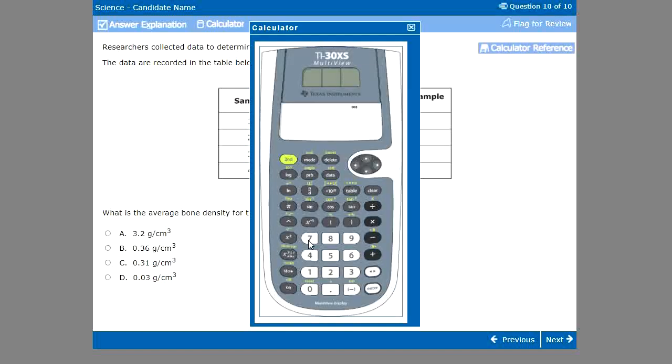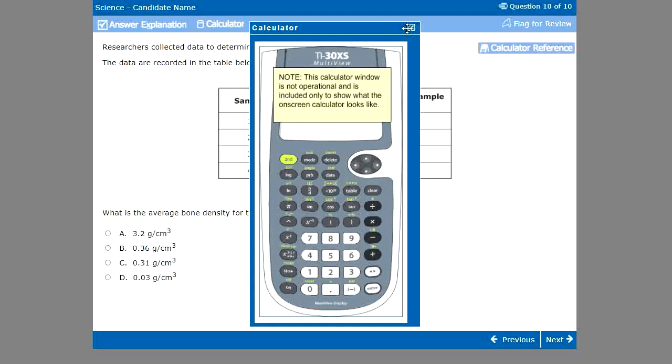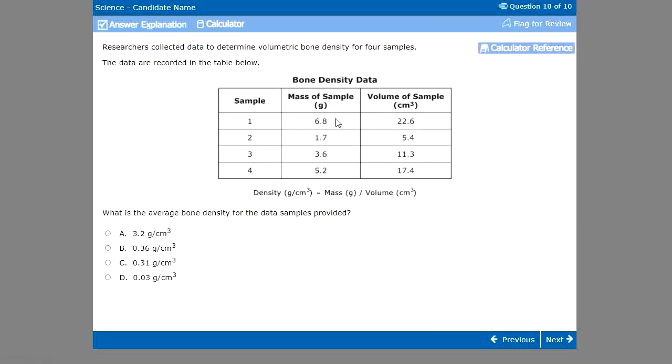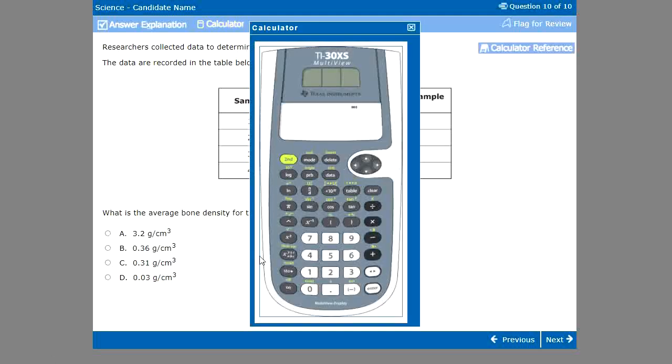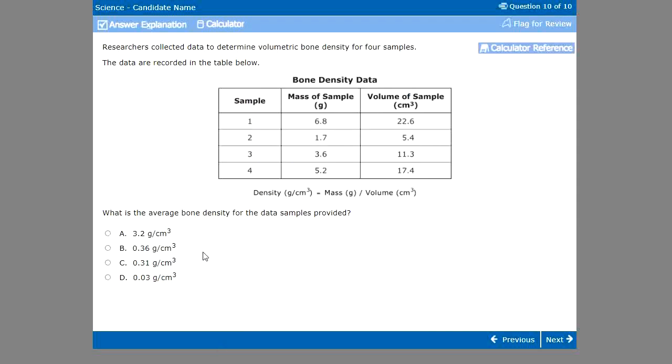Can we actually use the calculator here? Okay, the calculator does not work in this practice exam, but in the real GED exam you have a button to open the calculator, so you can use it. Okay, that is a bit tricky.